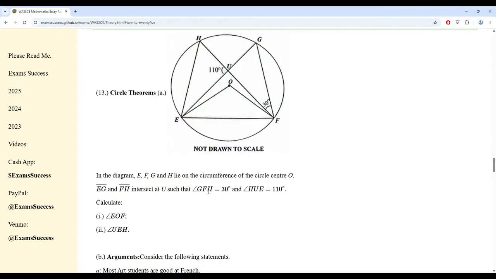Such that angle GFH is 30 degrees, and angle HUE is 110 degrees. So they want us to calculate angle EOF, which means the angle at the center, and then angle UEH.